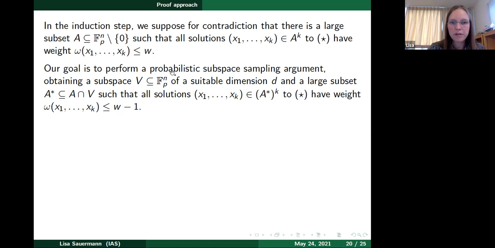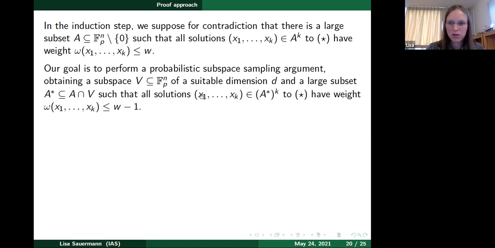And so the goal of this probabilistic sampling argument is to get a subspace V of F_p^n of some suitably chosen dimension D. So we will choose V uniformly at random among all D-dimensional subspaces. And we want to get some large subset A* of A intersect V, so some subset A* which lies in V and is a subset of A, so that all solutions to star in the set A* have weight at most W minus 1.